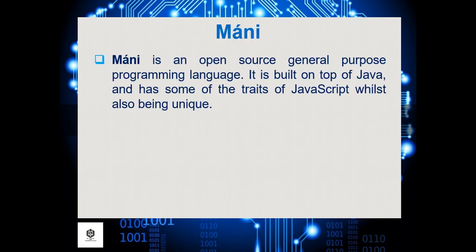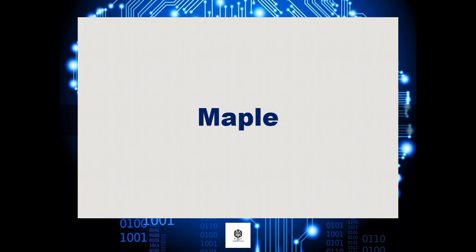MANI. MANI is an open-source general-purpose programming language. It is built on top of Java and has some of the traits of JavaScript while also being unique.